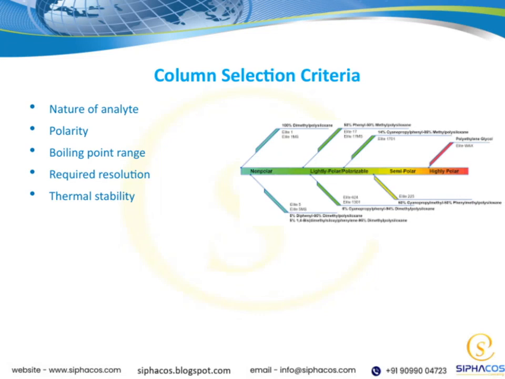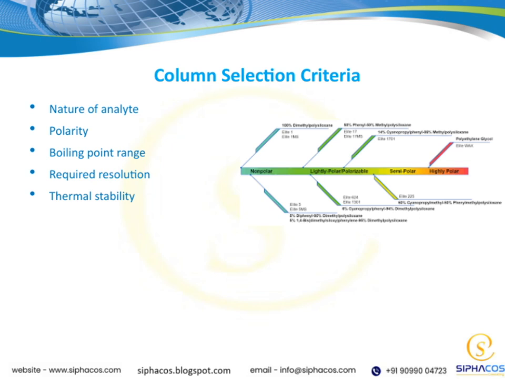Now, let's talk about how we choose the right column for our analysis. The first key factor is the nature of the analyte. You want to consider whether your compound is polar or nonpolar, because that will influence which stationary phase is most suitable for separation. Next, polarity plays a crucial role. For example, polar columns work better for polar compounds, ensuring better interaction and separation. Then, there's the boiling point range of your analytes. If your compounds have a wide boiling point range, you'll need to select a column that can handle that, possibly with a broader temperature program to efficiently separate all components.